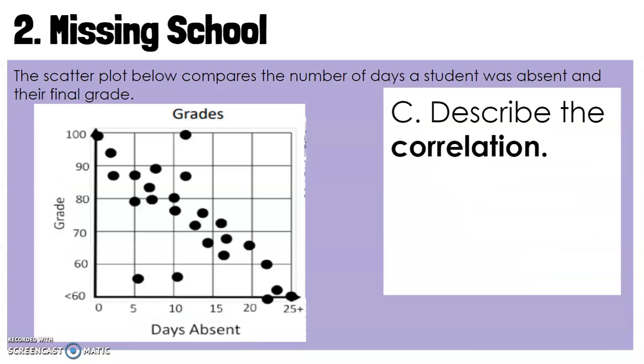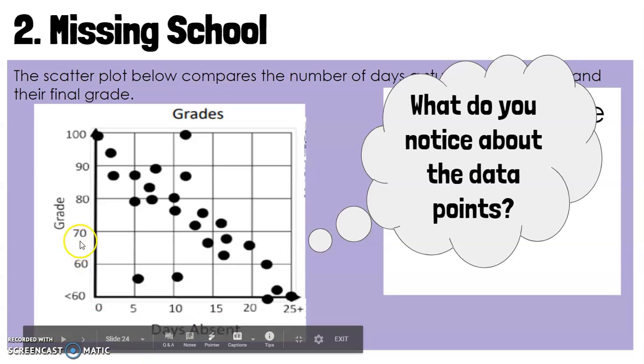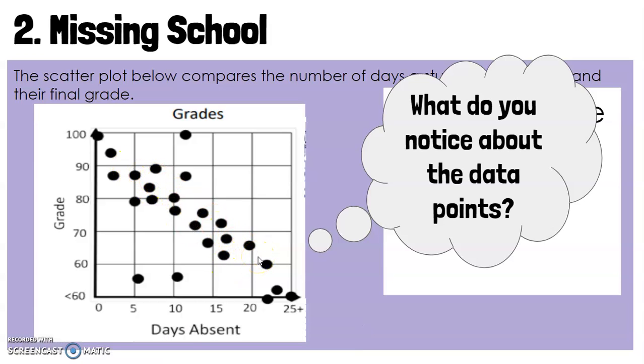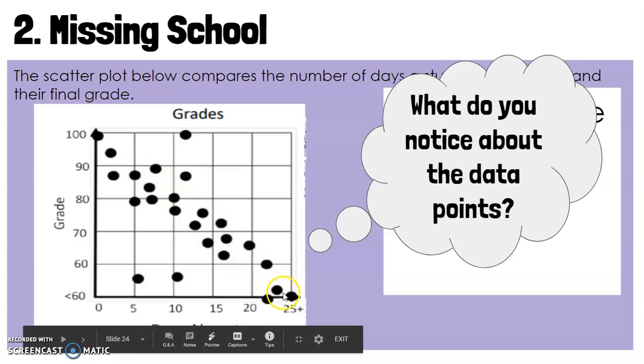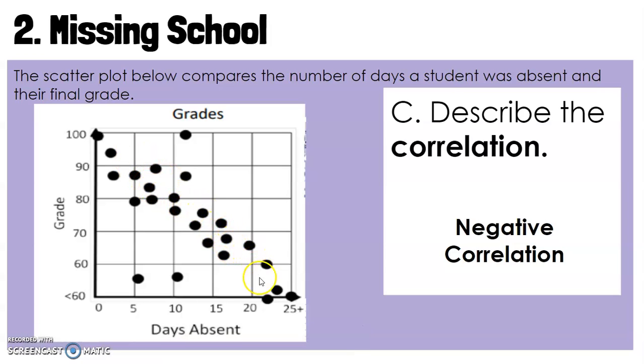And again, that's when we talk about the correlation. The correlation is asking, what is the relationship? What do you notice about these data points? So think to yourself, what's happening to the data? As I read this graph left to right, as I go to the right, what's happening to my data points? Well, they're going down. And because these data points are decreasing as I go to the right, that's a negative correlation. Negative means decreasing or going down.